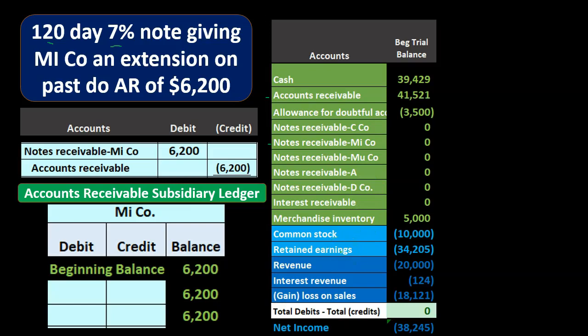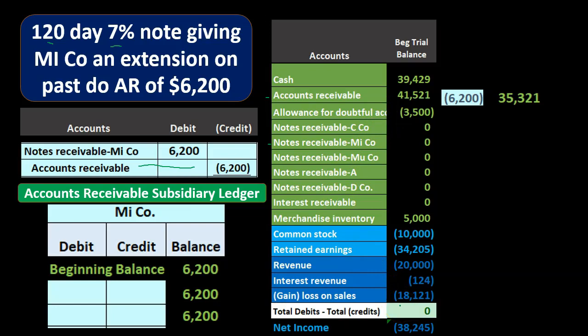If we record this out then, we can see the accounts receivable started at $41,521. It's going to go down by this 6,200. We're recording this to accounts receivable, making it go down to 35,321: 41,521 minus the credit 6,200, giving us the 35,321. Notice here we're representing the debits with non-bracketed numbers and the credits with bracketed numbers, and therefore if we sum this up, debits minus the credits equals 0, meaning debits equal the credits and we are in balance.